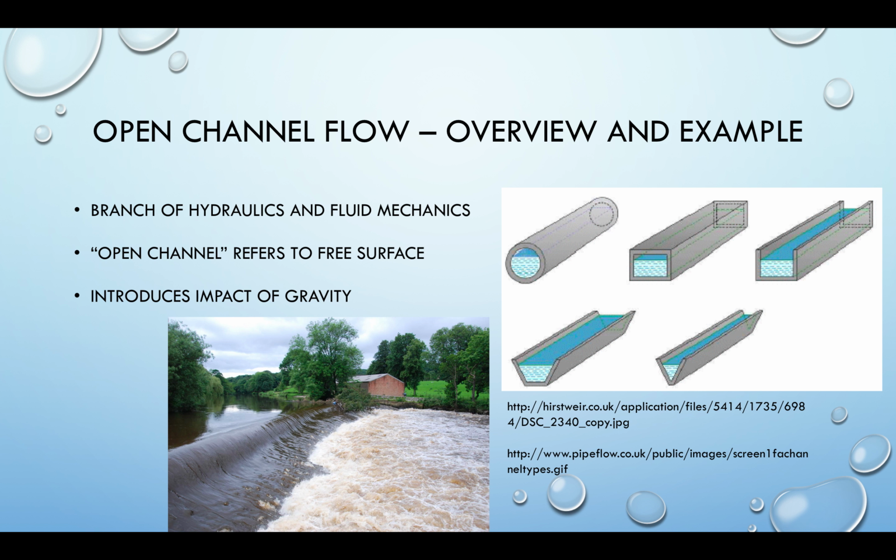And so obviously, any sort of environment like that introduces the impact of gravity. The easiest example of this is looking at any river flowing through a bank. Specifically, if we look at the picture on the bottom, we see that the water in the river flows over something that is sometimes referred to as a weir. We see the water flowing over that. And that's actually what we're going to be looking at today.